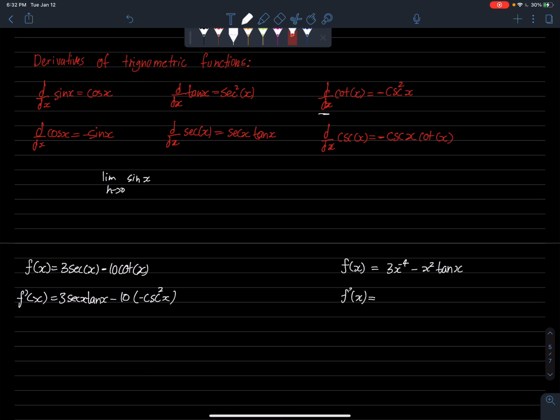This one is a rational function. So 3x to the negative 4, we're going to add 1 to the power, so 3x to the negative 3 over negative 3. Minus, now we have to do the product rule. The derivative of the first one, let's put a round bracket: 2x tan x minus x squared secant squared x.